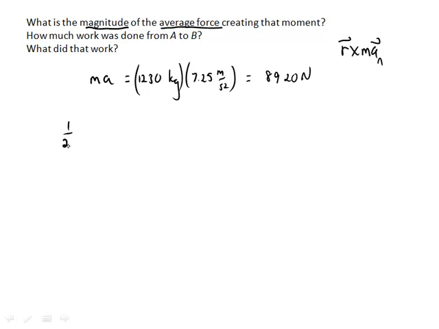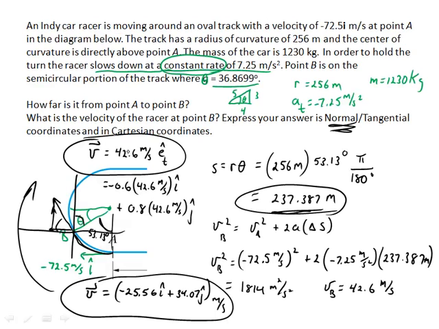I can do 1/2 mass times velocity at B squared minus 1/2 mass velocity at A squared. But the velocity at B is 42.6 meters per second, so we'll square that. The velocity at A was 72.5 meters per second.